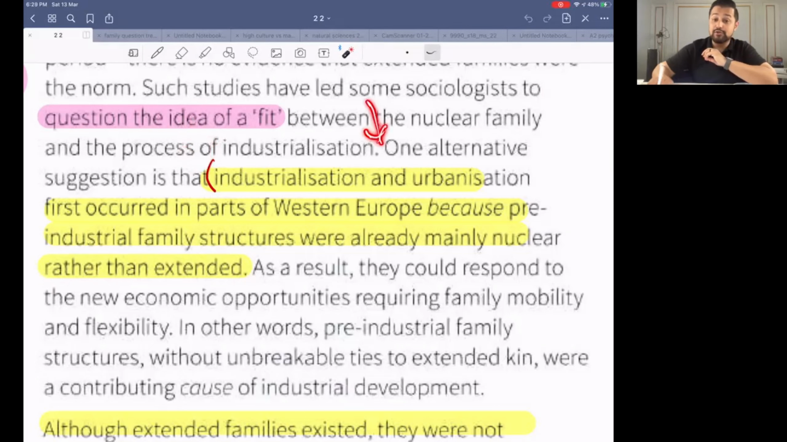One alternative suggestion to this is that industrialization and urbanization first occurred in parts of Western Europe because pre-industrial family structures were already mainly nuclear rather than extended, unlike what the fifth thesis claims. As a result, they could respond to the new economic opportunities requiring family mobility and flexibility. In other words, pre-industrial family structures without unbreakable ties to extended kin were a contributing cause of industrial development, like I just said. Get this, everyone?